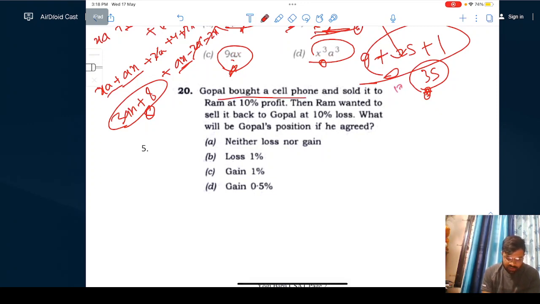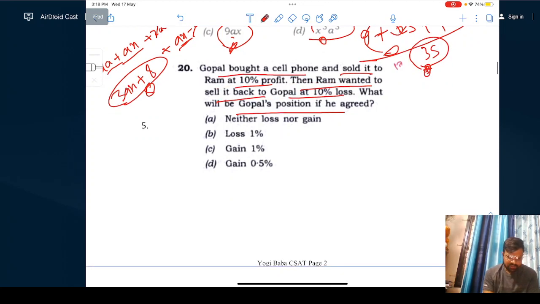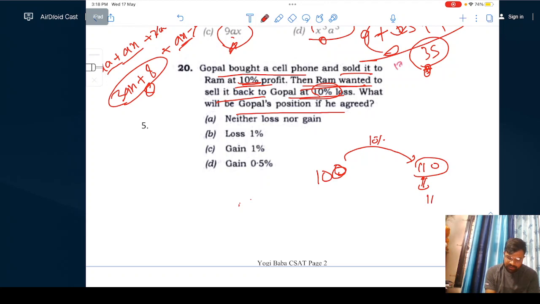Gopal bought a cell phone and sold it to Ram at 10% profit. Then Ram wanted to sell it back to Gopal at 10% loss. What is the net position of Gopal if he agreed? First thing, you can go by directly. Let us assume the cost price is 100. Then Gopal is selling it to Ram, making 10% profit, so it becomes 110. Then Ram sells it back to Gopal at 10% loss. 10% of this is 11, so it sells at 99.